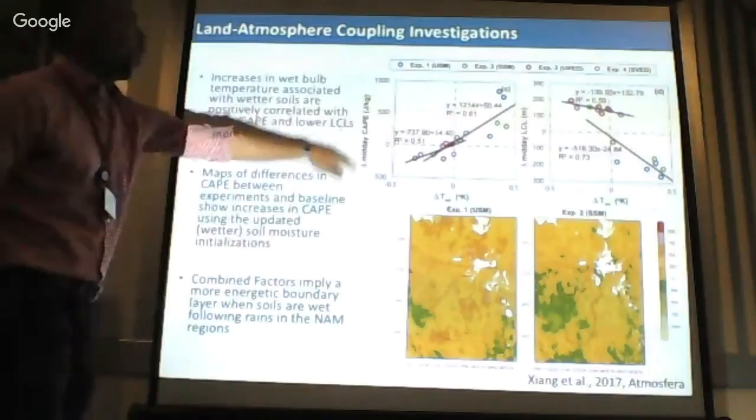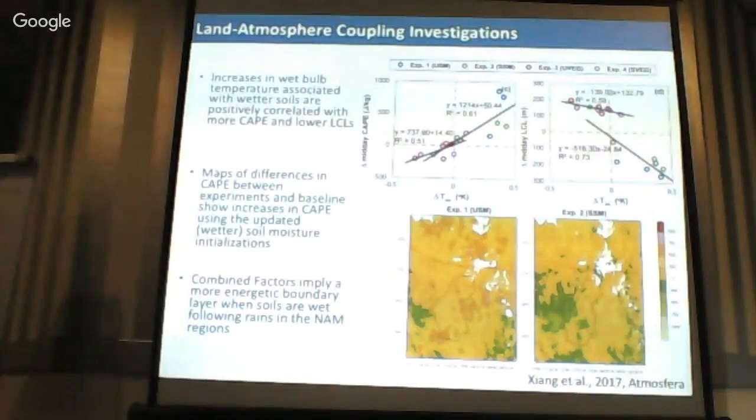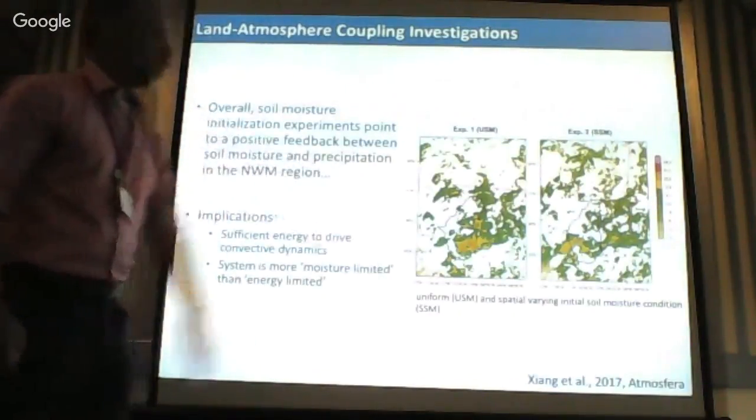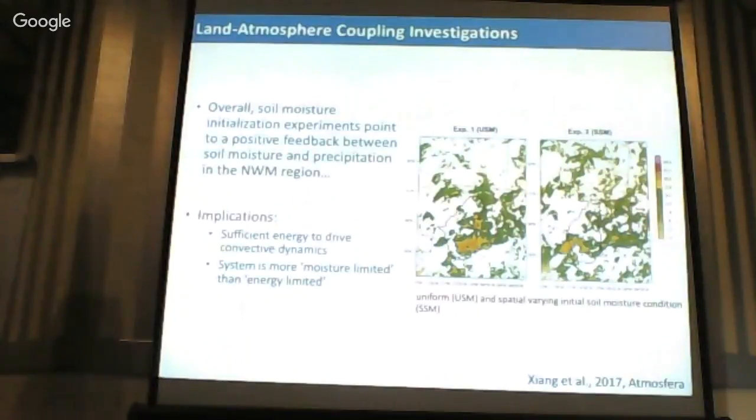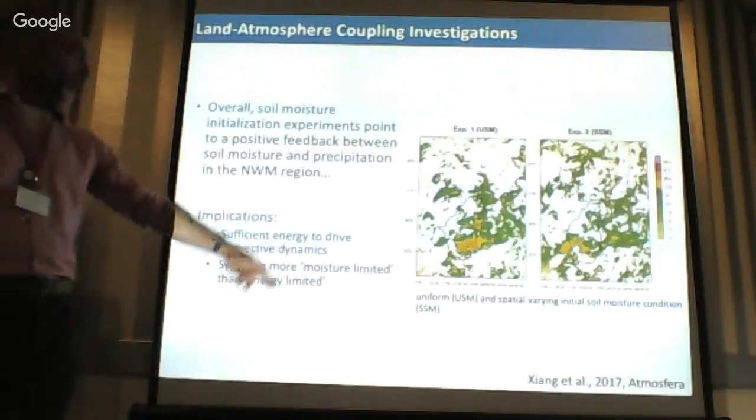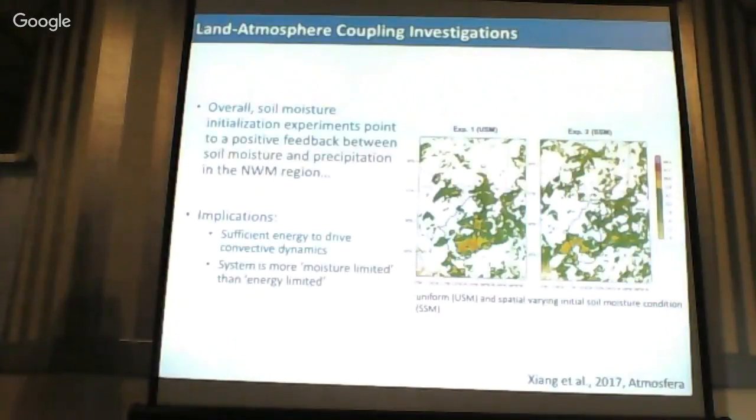Okay, so we know that CAPE helps drive the triggering for atmospheric convection. And what we're finding is that overall, as we see these changes in the surface energy partitioning, it leads to an increased production in CAPE. And that is what we believe in this case is leading to more rainfall despite the complexity of the surface initializations. So it suggests that there is already sufficient energy to drive convective dynamics in this region, unlike other areas which can be very moist and there's not enough energy to really drive convective initiation.